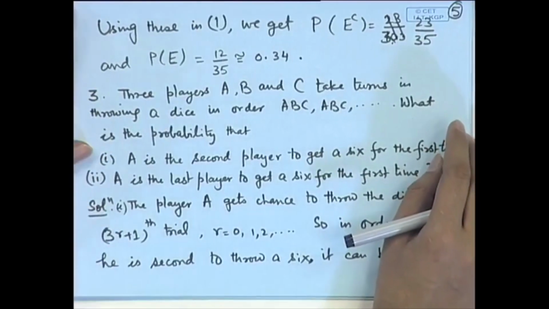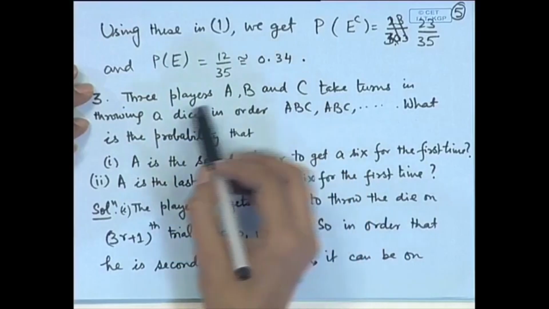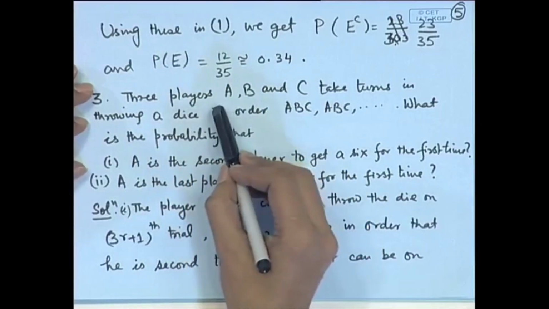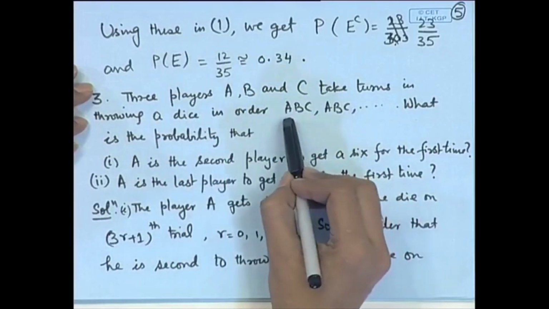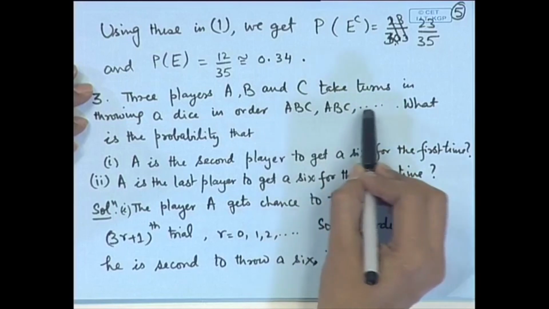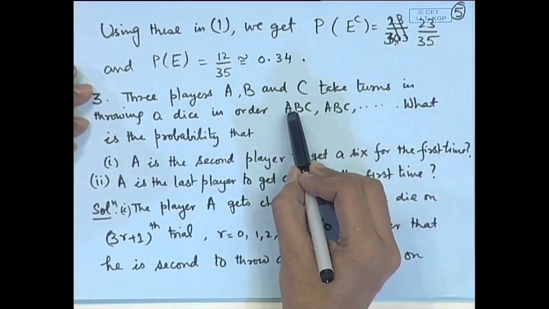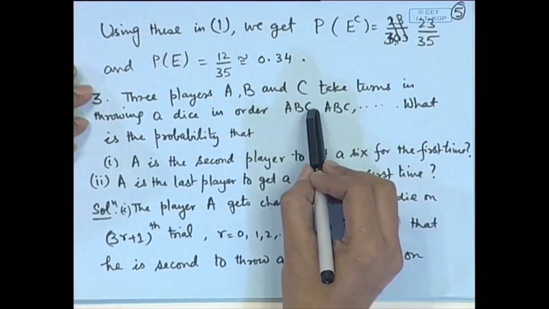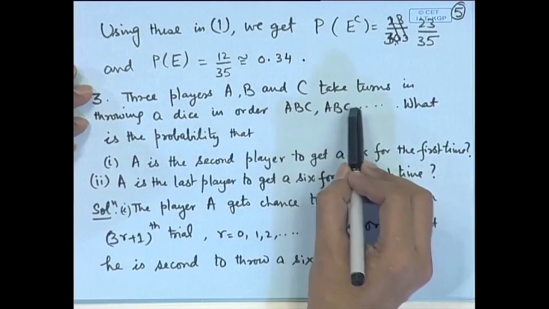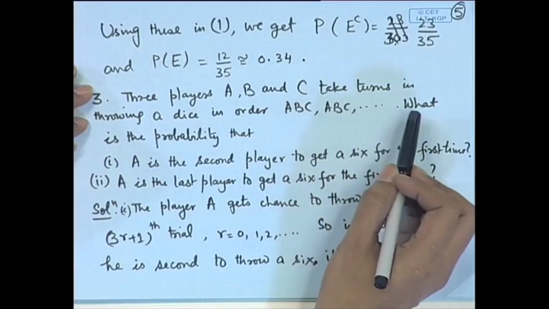Let us look at one more problem where we consider the splitting of the event into various possibilities and then use the concept of independence, etc. So, consider rolling of a die. Three players A, B and C take turns in throwing a die in order A, B, C, A, B, C and so on. That means, firstly player A throws the die, then player B throws the die, then player C throws the die, then player A throws the die, then player B throws the die and so on.